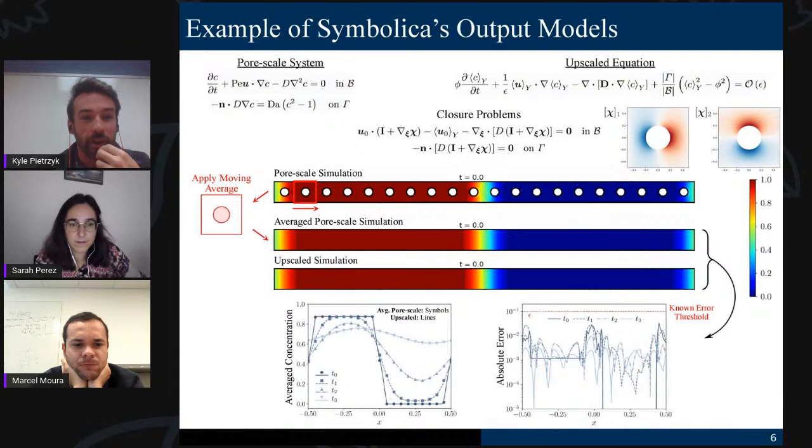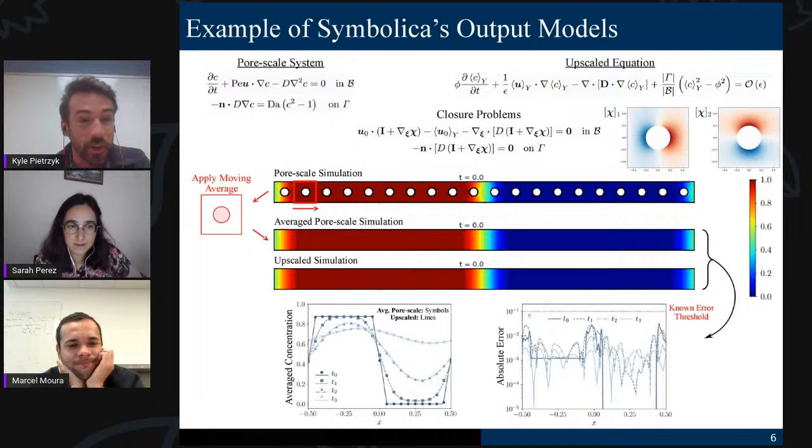And the idea is if I were to take a box that's the size of the unit cell and slide it across this Porous-Scale simulation and average the solution, you could get this average Porous-Scale simulation. This is what you would compare to your upscaled simulation, which unfortunately they're not playing, but I promise they look similar. But the idea is that if I took those two simulations and compared them at different time steps, I would find that all the errors throughout the domain exist under this known error threshold. So this means that Symbolica is doing the right thing and we're getting applicable models.